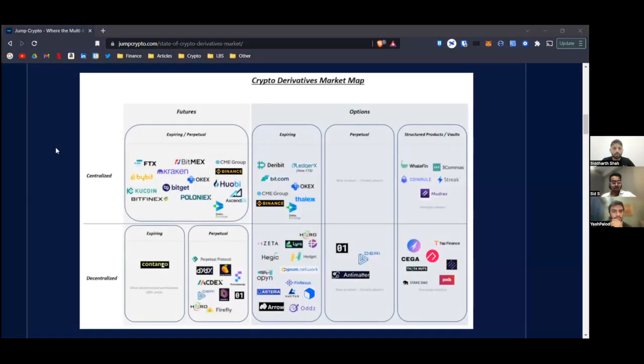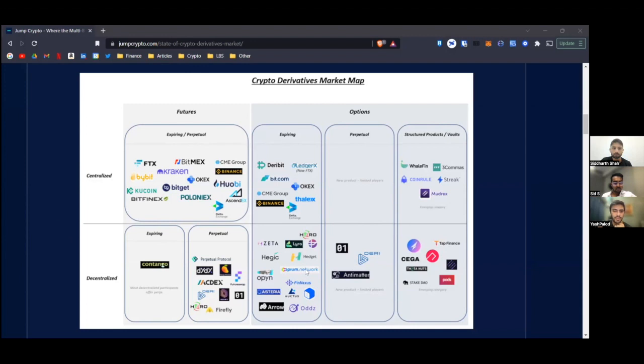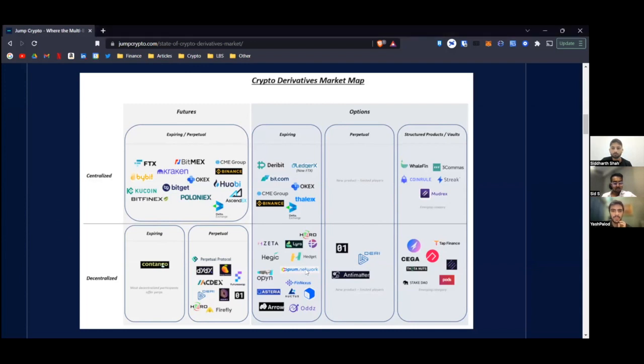But yeah, if you just see this graph, where would you place GMX? It would probably be in perpetual options, or perpetual futures, decentralized perpetual futures. I think decentralized perpetual futures. You can also do spot, but I guess this is derivatives. So in this graph, it would be decentralized perps. Yeah, exactly. I think it would fall here, or some of it might fall here as well.